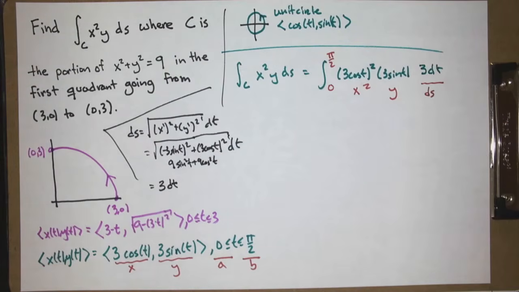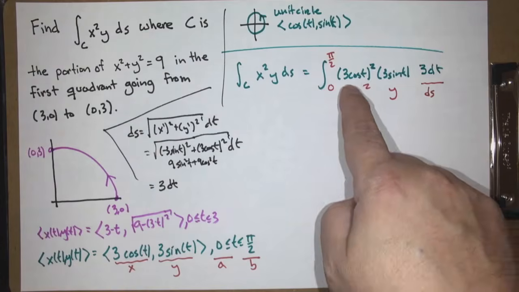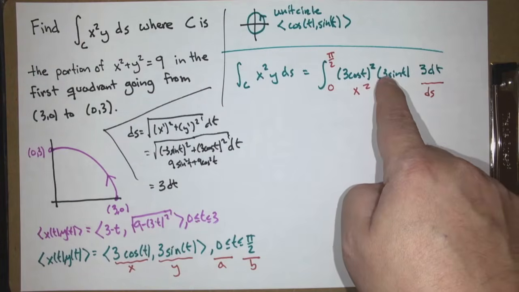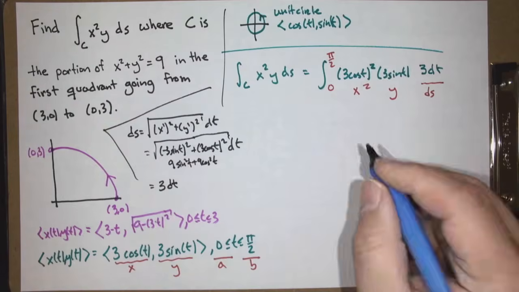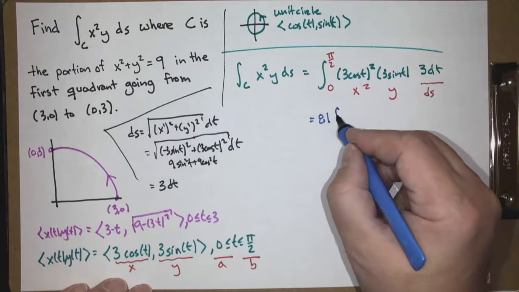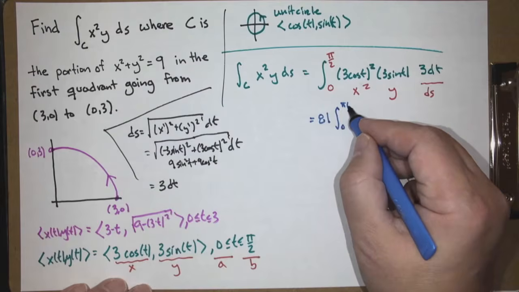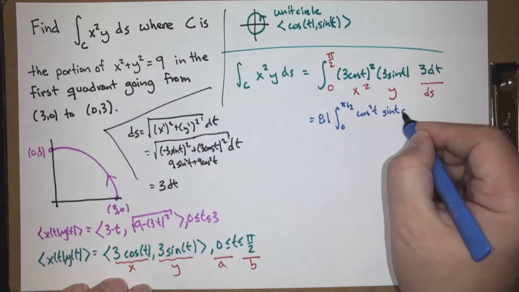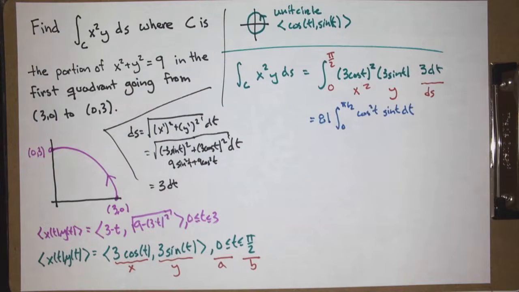So we rewrote everything in terms of our t. We've got a bunch of 3's, so we'll count them up. There's 3 squared, one more 3, and one more 3. So that makes 3 to the 4th, which I'll put in front as 81. So 81 times the integral from 0 to pi over 2 of cosine squared t sine t dt. All right, so that's the integral we have to do. What will that give us?